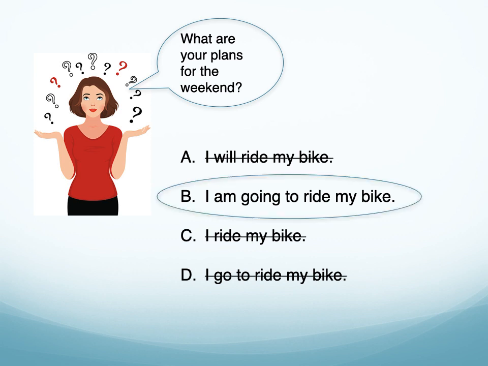If you said B again, then you are correct. In this case, when we're talking about plans, we want to use be going to. So that's why we don't want to use will or just the present simple. We want to use the future with be going to talk about something we're planning on doing. In this case, riding our bike. So again, be, I'm going to ride my bike.